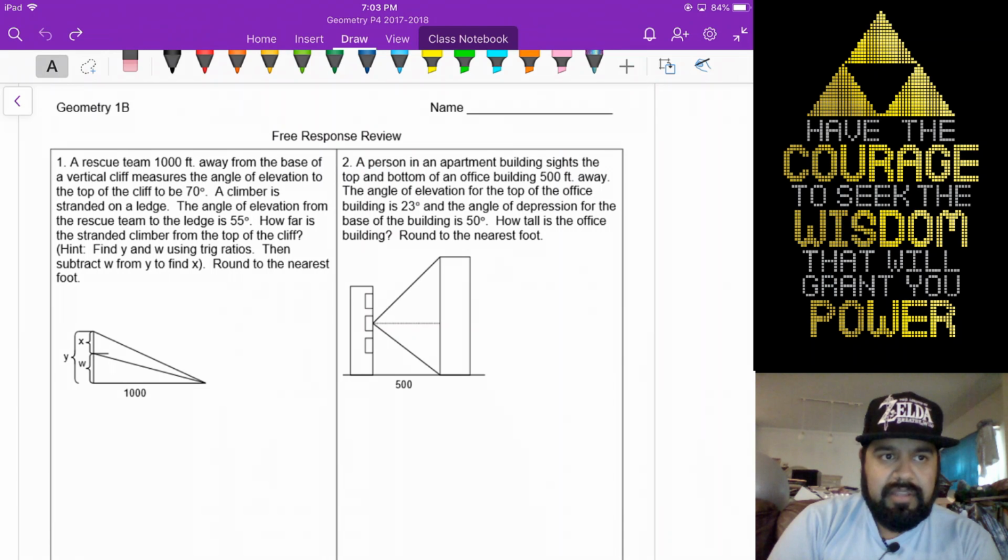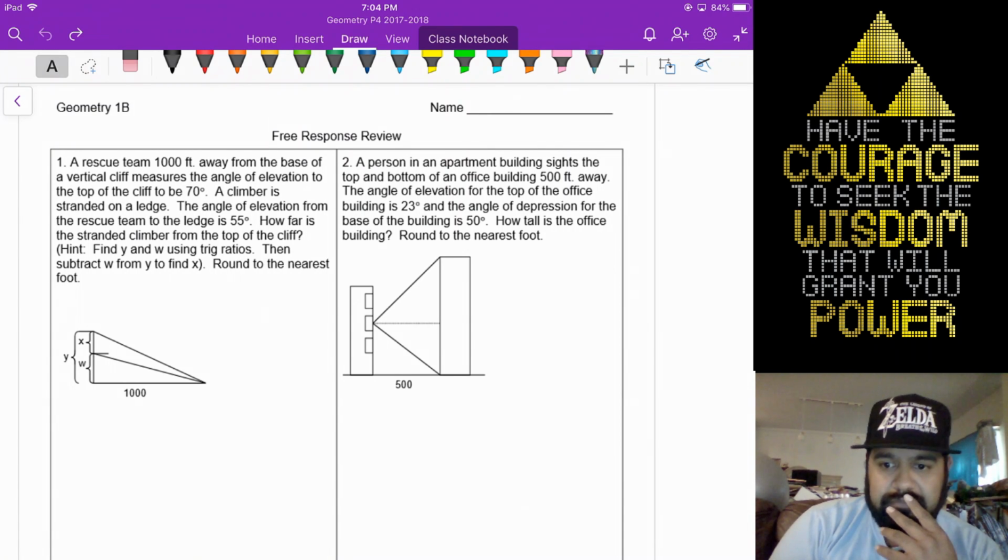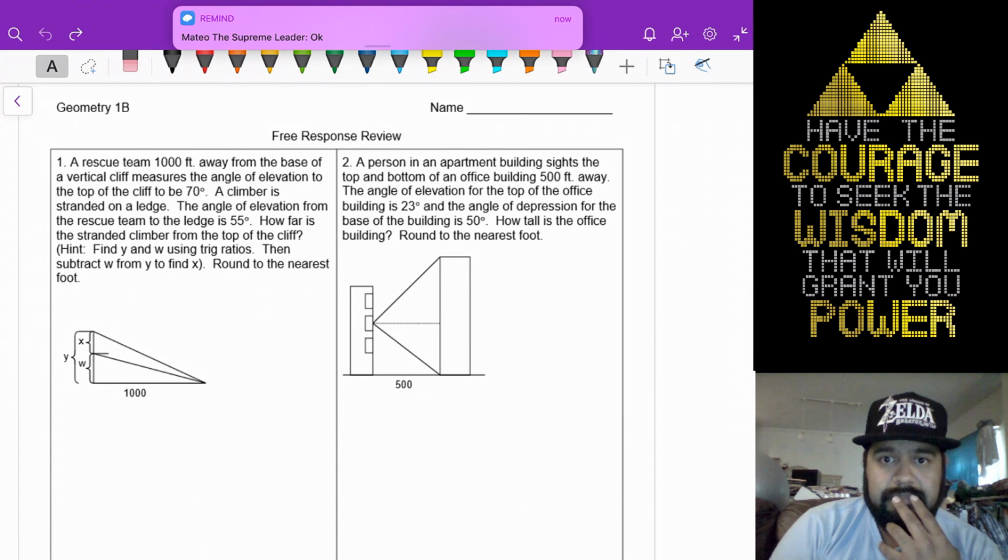I'm actually kind of curious now to try something. I don't know if I can even change the settings while I'm doing this. No, I can't do it.